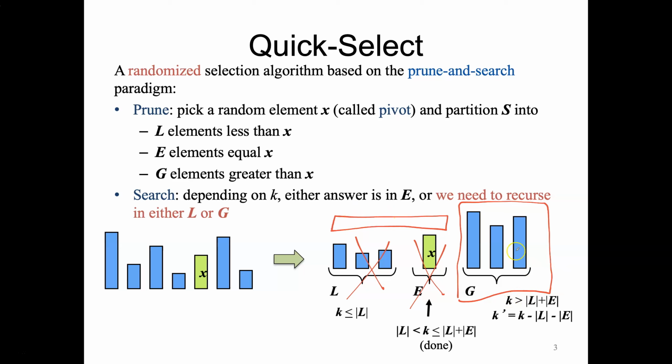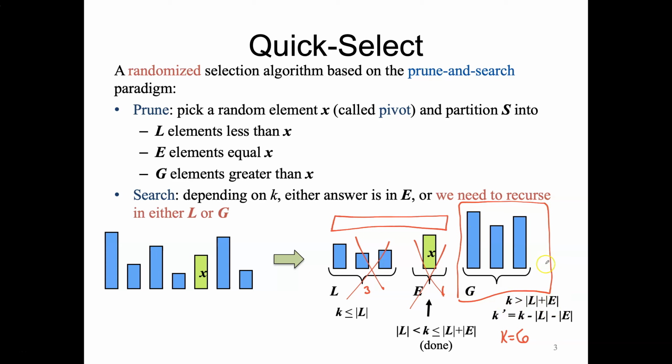So in this case, when we recur in G, since we got rid of, here we have 4 smaller elements than in G. We've got 3 in L and 1 in E. Let's say we were looking for the 6th smallest element, and we had this partition. We know we're going to recur in G because 6 is larger than the number of items we have in L, which is 3, plus the number of items we have in E, which is 1. So K is larger than 4.